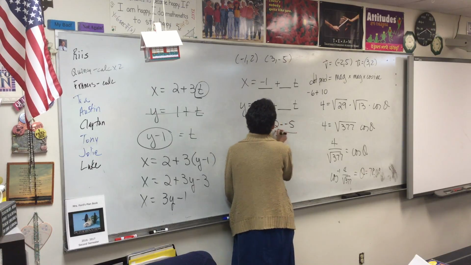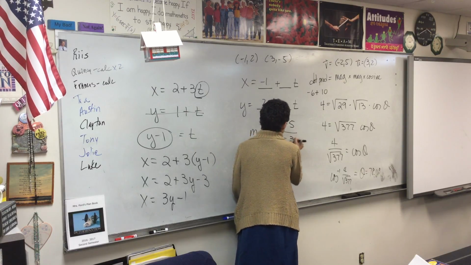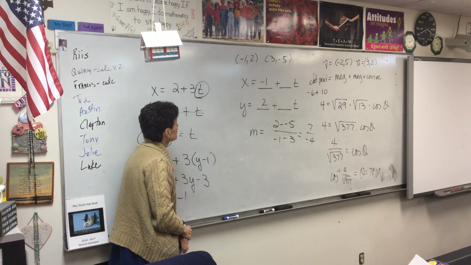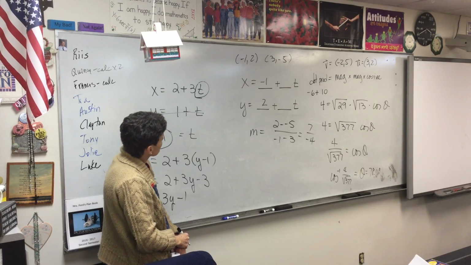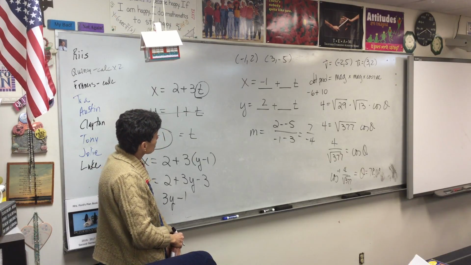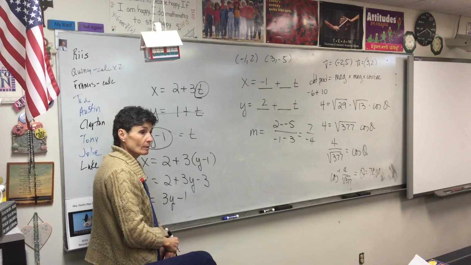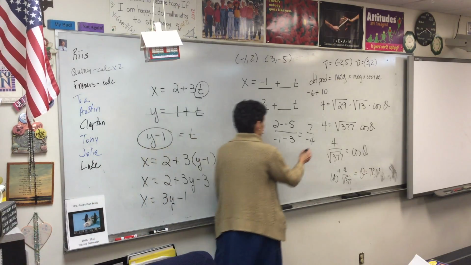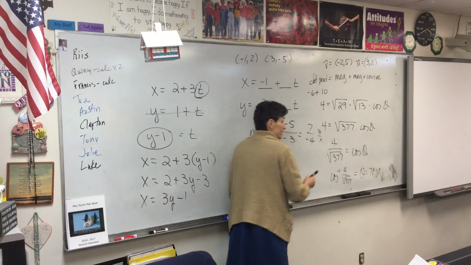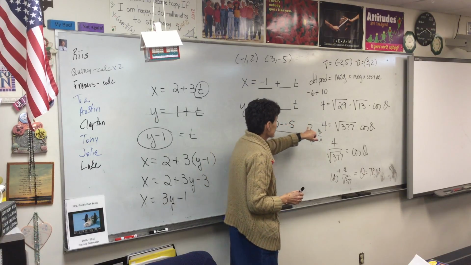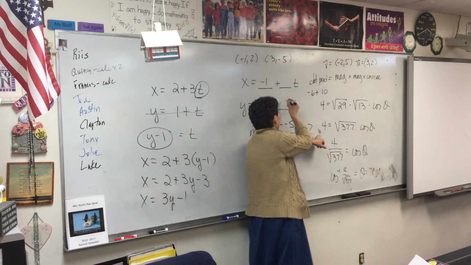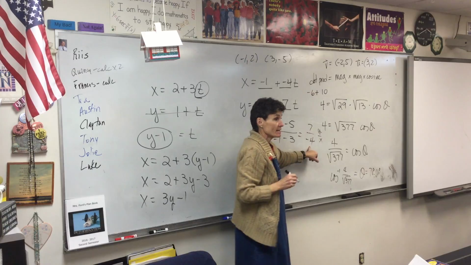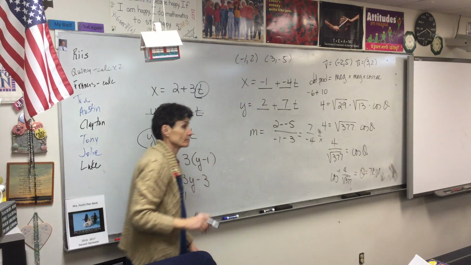So 2 minus -5, -1 minus 3. I got 7 over -4. Double check that. Is that okay? Now here's the tricky part. Remember, slope is y over x. So where does the 7 go? In the y equation. The -4 goes in the x equation.